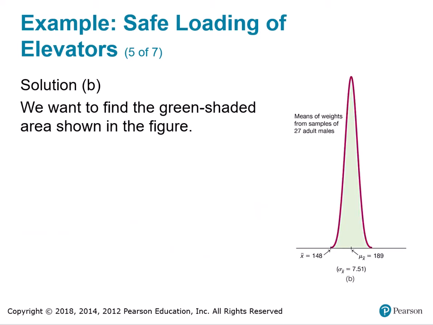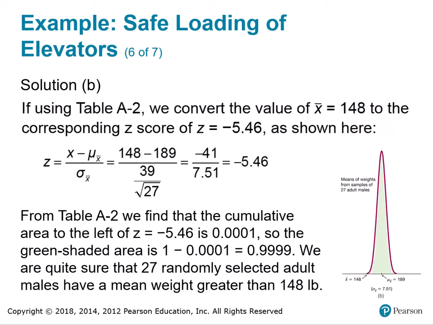What's going to happen is we're going to really shrink things up, and we're going to find the green shaded area. So we're going to go from 148 and higher. Let's do the math. We do 148 minus 189 just like before, and that's going to be negative 41. We divide by our standard error of the mean, which we previously calculated, 7.51, and we end up with negative 5.46.